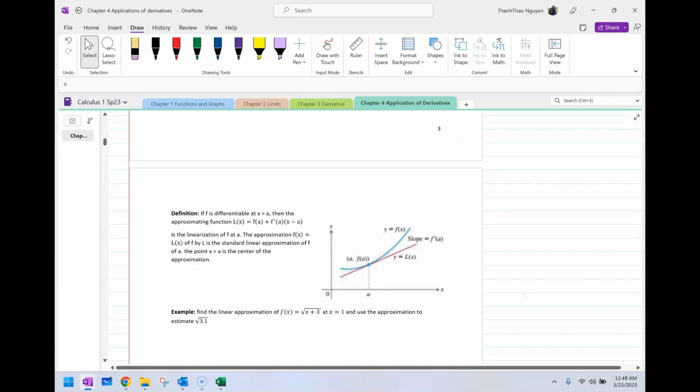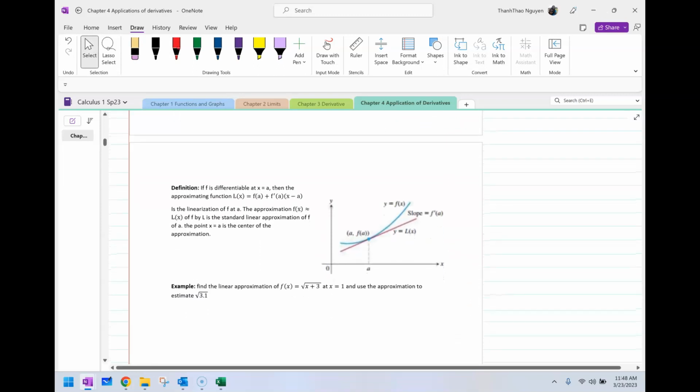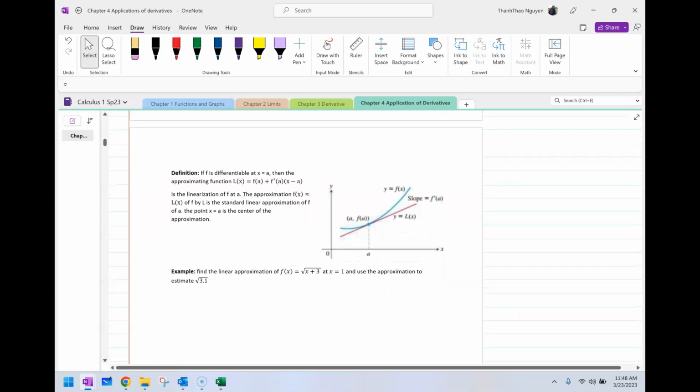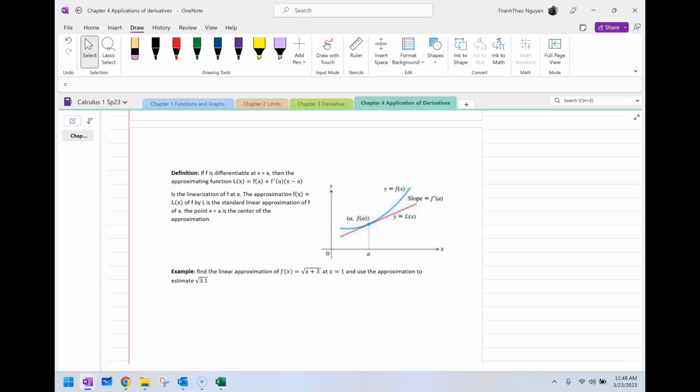So let's talk about linear approximation. If f is differentiable at x equals a, then the approximating function L of x equals f of a plus f prime of a times x minus a. That is the equation of the tangent line at x equals a. And now we can see that we can clearly use it to estimate the value of the function as x approaches a.